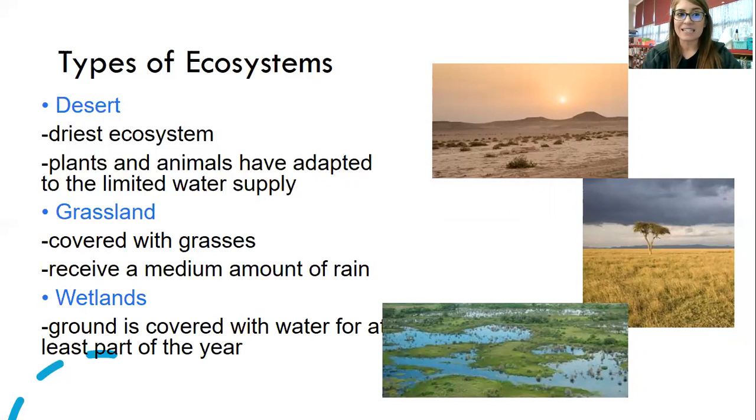All right, guys, that is it for today. Those are our 5 ecosystems, and a little bit about each of them.